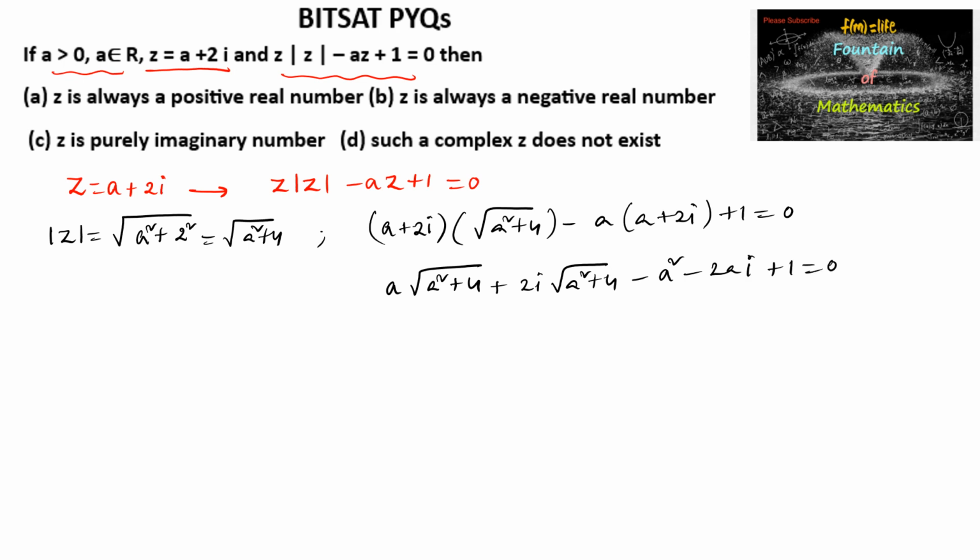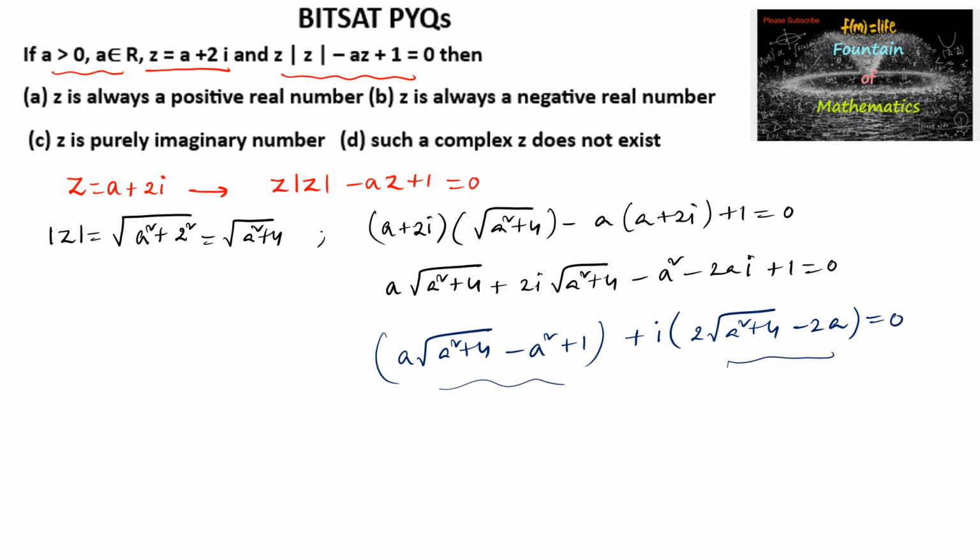Now separating the real terms and imaginary terms. So we can write a root of a square plus 4 minus a square plus 1 is the real part, and the imaginary part we can write 2 root of a square plus 4 minus 2a is equal to 0. So here this is the real part and this is the imaginary part, which is equal to 0. So we can write it as 0 plus 0i. So consider the imaginary part.